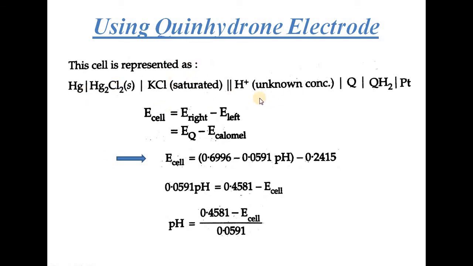Now in this case, at the quinhydron electrode, reduction is taking place. At the calomel electrode, oxidation is taking place. So the EMF of the cell will be equal to E of right minus E of left. So we can write here E_Q minus E calomel. Substituting all the values, we finally get the pH of the cell is equal to 0.4581 minus the EMF of the cell divided by 0.0591. So knowing the EMF of the cell, we can easily determine the pH of the unknown solution.